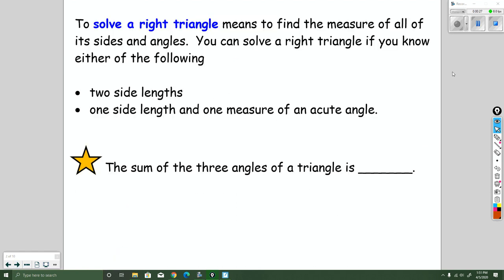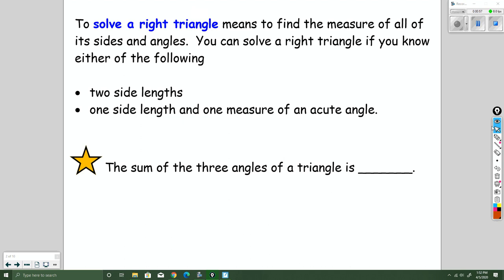Let's get started. To solve a right triangle means to find the measure of all of its sides and all of its angles. Using all of the tools that we have so far, including some that we're going to learn today, we're going to be able to find all the sides and all the angles in a right triangle. You can solve a right triangle if you know either of the following. If you know two side lengths, we can solve a right triangle. If you know one side and the measure of one of the acute angles, then we can solve this right triangle.